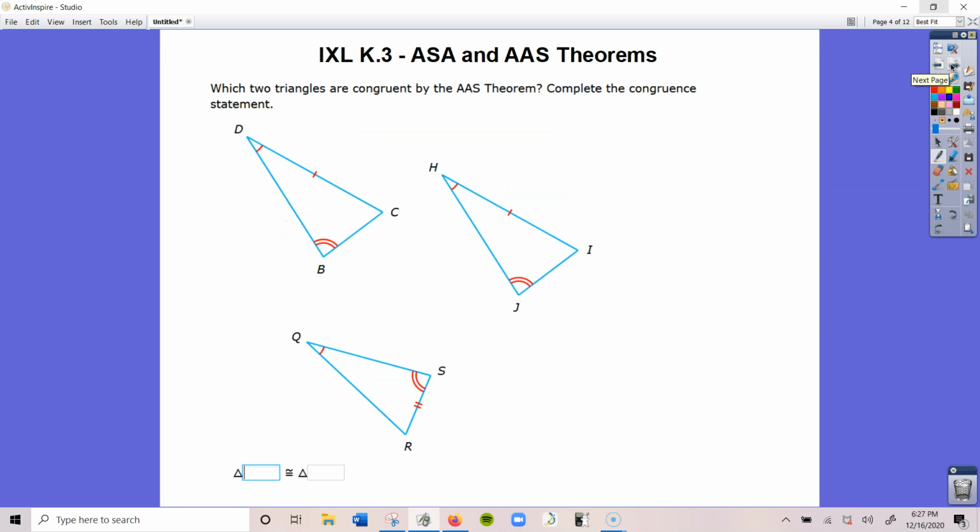So that's it for IXL K1. I went through all the questions and they're basically just the exact same thing over and over. So we're going to move on to K3, which is ASA and AAS. Again, it'll tell you which theorem to look for. This is AAS, so we need to have two angles and the side directly afterwards.